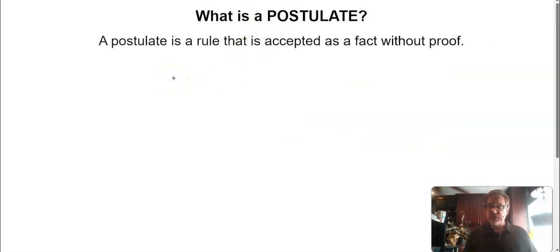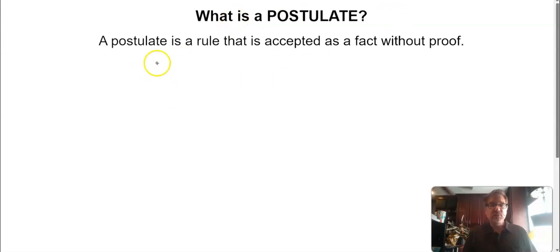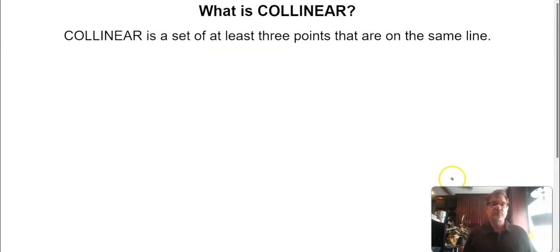And then a postulate, because we said segment addition postulate. So a segment is a piece of a line. We're going to add pieces of a line together, and that's a postulate. A postulate is a rule, that's all. A postulate is just a rule that every time I have used it, it's worked. So I don't necessarily need to prove it, but a postulate always works.